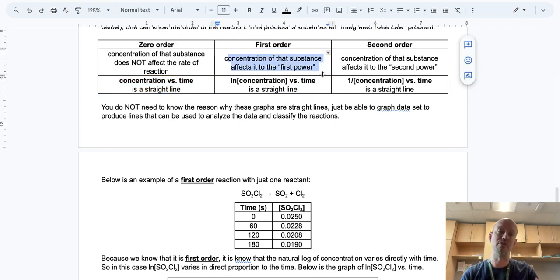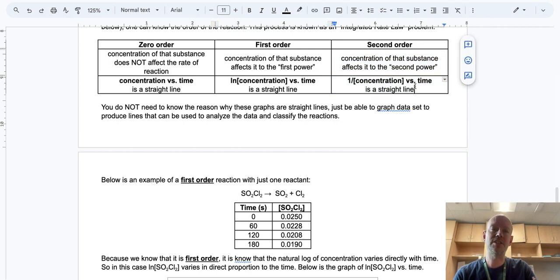A first order reaction, that linear one, is one that's using it up in a direct way. But that means that over time, the less chemical I have, the slower the reaction has to go. So we're going to slow down over time.